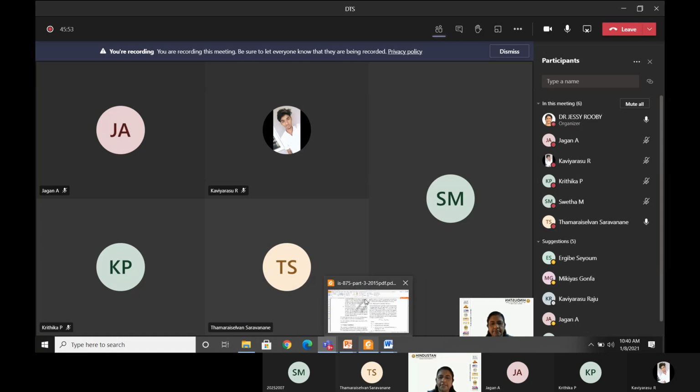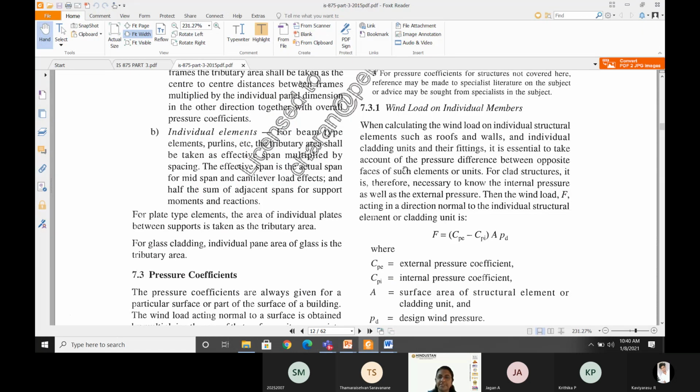So here, before doing the problem, I'll just quickly explain what all the features in the codal provision are. Now this is about the wind load we have calculated, which is for the entire structure. It is not the wind load. We have calculated only the wind speed and wind pressure. Now how to calculate the wind load?